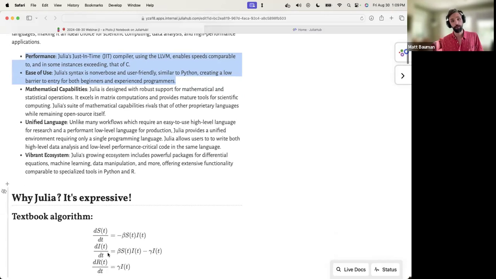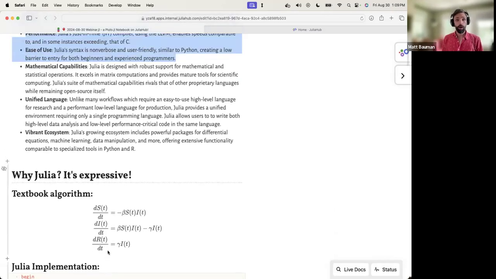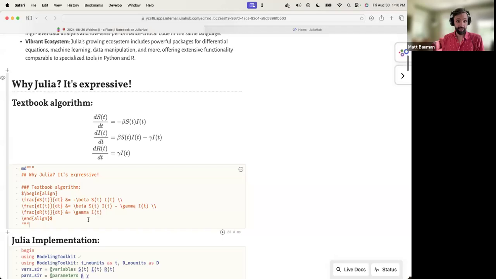So why might you use Julia? Well, one answer is that it's expressive, right? What does that look like? Well, in a Pluto notebook, we can write LaTeX directly and grab some algorithm from a textbook or some standard that we want to model, and we can write it in as LaTeX, right?